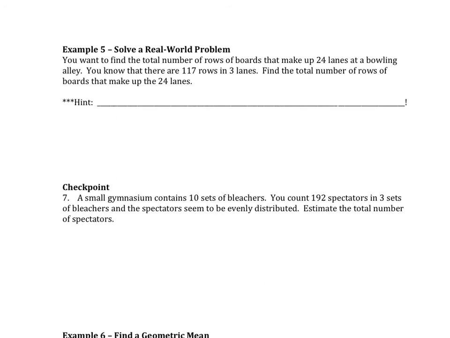It says you want to find the total number of rows of boards that would make up 24 lanes at a bowling alley. You know that there are 117 rows in 3 lanes. Find the total number of rows of boards that make up the 24 lanes. So what we're going to do is write a proportion and solve.